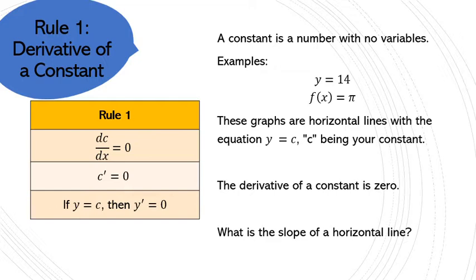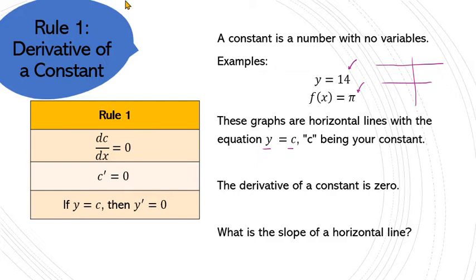So our first rule is the derivative of a constant. Now when we speak of a constant, we're talking about a number, any kind of number, real, whatever, but without any variable attached to it. So if you look right here, we see 14. That's a number. We see pi. That's a number. These equations happen to be y equals or f of x equals. So we know from previous classes that if we see y equals 14, that reminds us that y must always be 14. And we're looking at the graph of a horizontal line. And our equation is basically y equals a number, c. C being constant always for us.